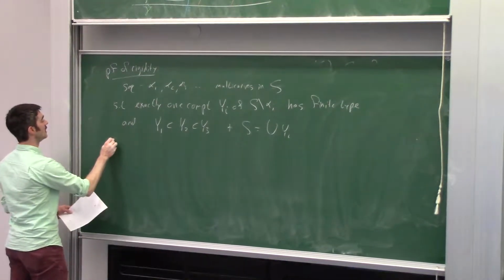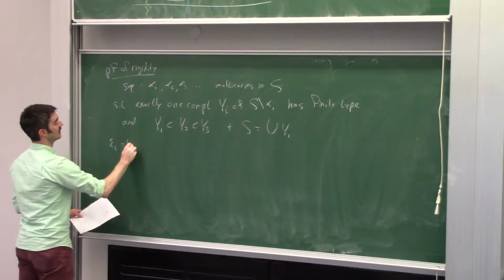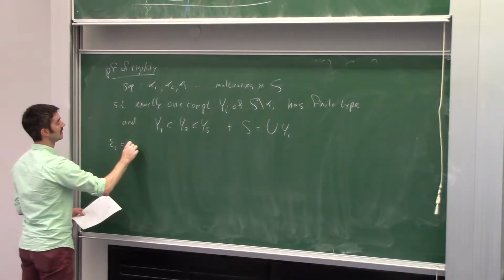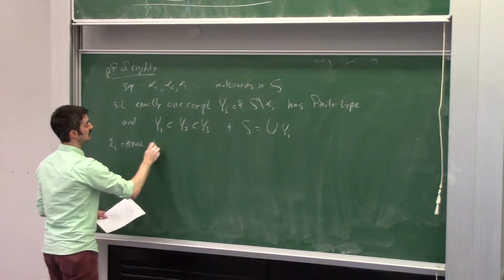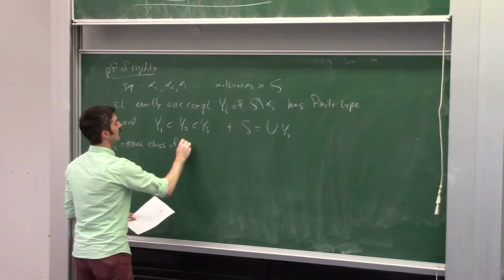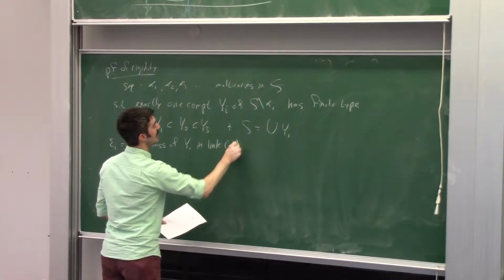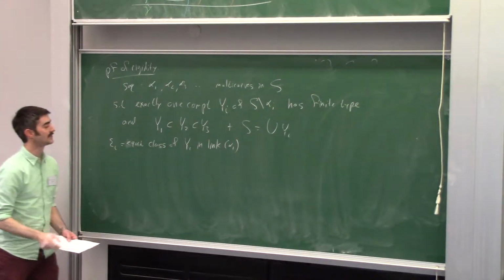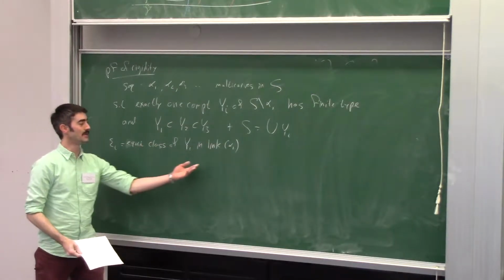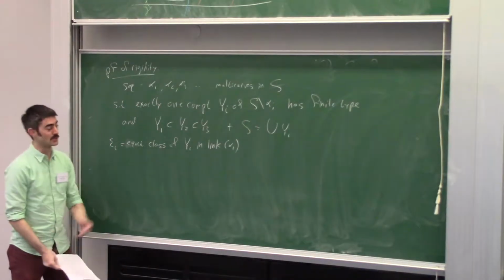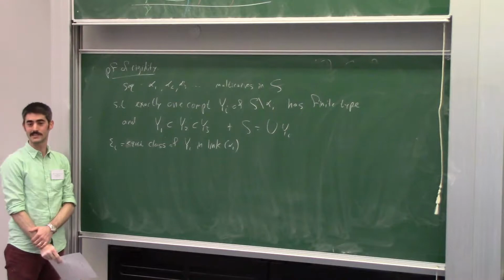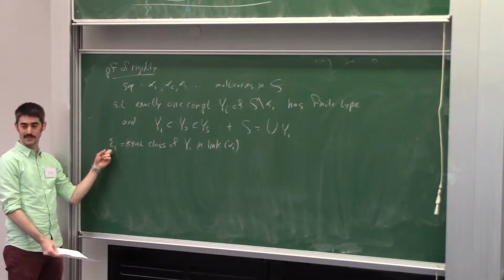Okay, now, if I let epsilon_i be the equivalence class of Y_i in the link of alpha_i. Okay, so Y_i is a component in the complement of alpha_i, so it's one that corresponds by this theorem to one of the equivalence classes of this link, and I call that epsilon_i.